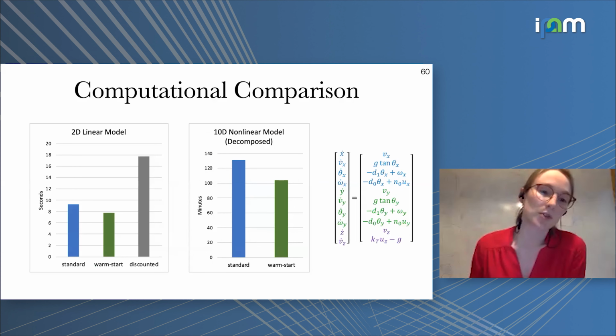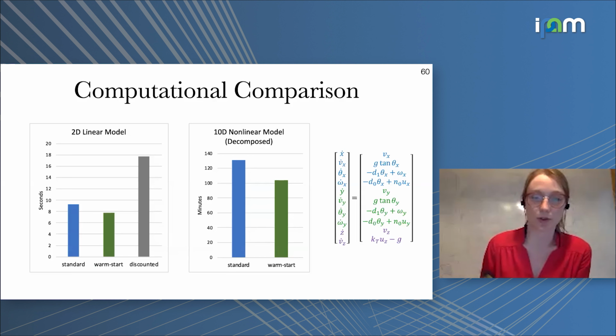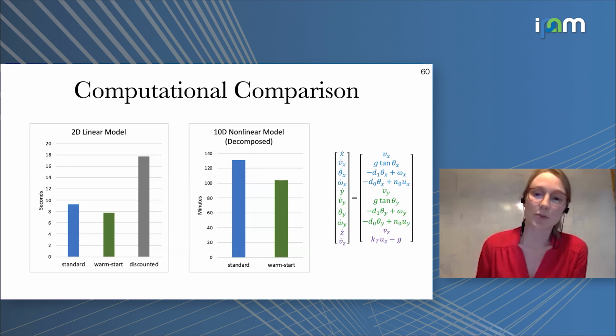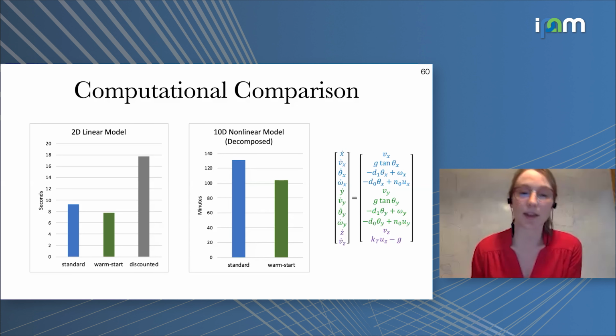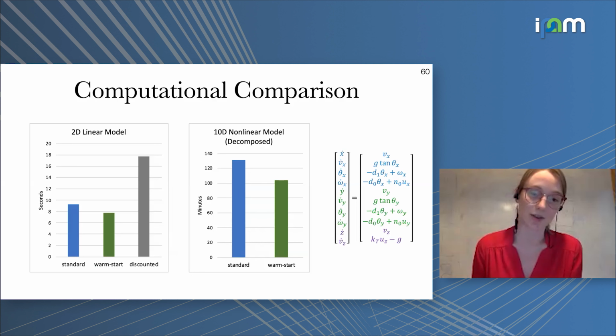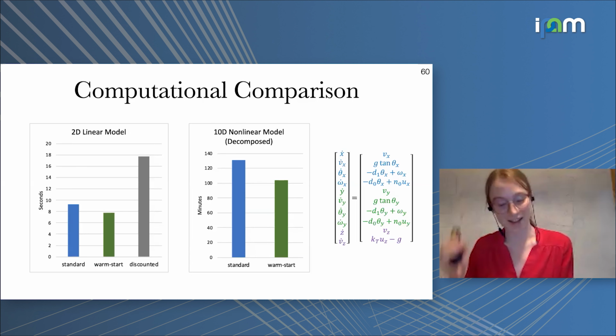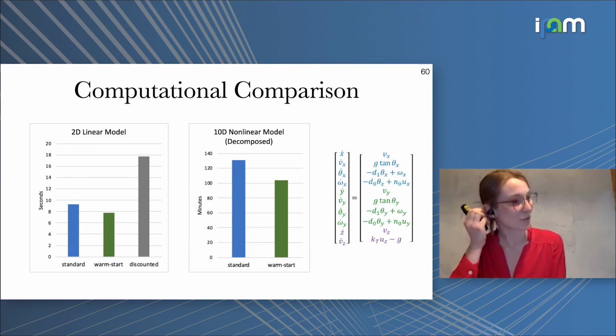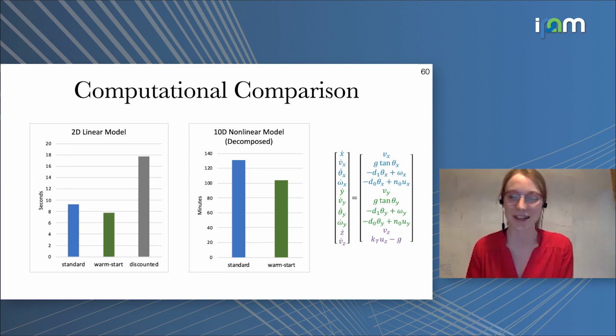So in blue, I'm showing our standard reachability for a few different examples that we tried doing in the paper. In green, I'm showing the warm starting method. And then in gray, I'm showing the discounted method for the 2D linear model that I was showing. On the 10D side, it still hadn't converged after, I forget, it was like 3 days or something, and the deadline for the paper was coming up, so we don't have the numbers for that, but it did not converge for us.